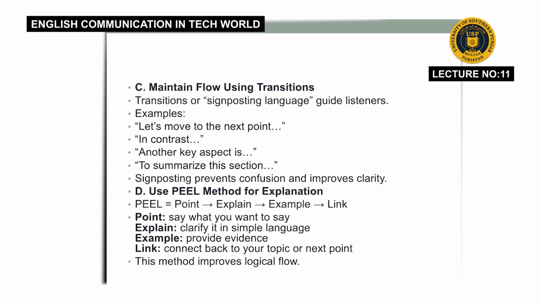Use the PEEL method for explanation. One effective way to explain your points clearly is the PEEL method. PEEL stands for: P, point, state your idea. E, explain, describe it clearly. E, example, give a supporting example. L, link, connect it to the next point or your overall topic. This method keeps your explanation simple, logical, and easy to follow.